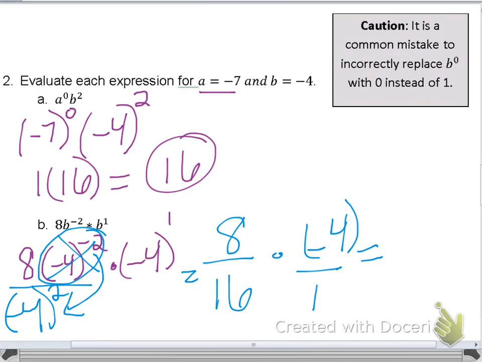So if we cross cancel here, 4 goes into 4 one time, but this is a negative because it's a negative 4. 4 goes into 16 4 times. And we'd have 8 times negative 1, which is negative 8 over 4, and negative 8 divided by 4 is negative 2.